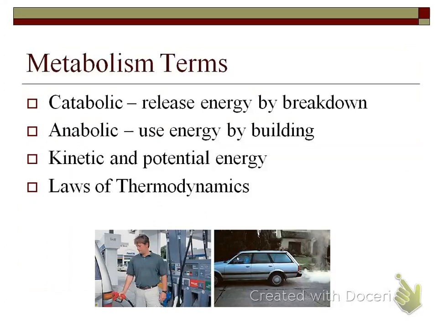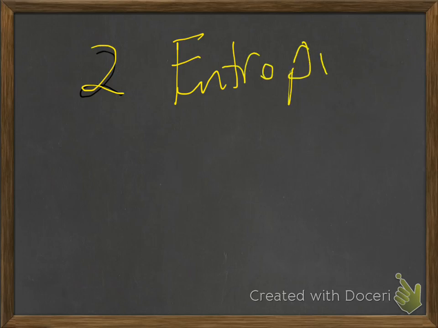Now, the laws of thermodynamics. Y'all remember these? A little bit. Remember, there's basically four laws of thermodynamics, but it goes 0, 1, 2, and 3. The ones you really specifically need to know are these. First off, the second law. It goes 0, 1, 2. So the second law is the law of entropy.